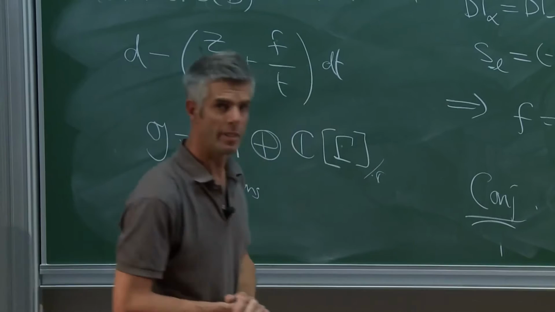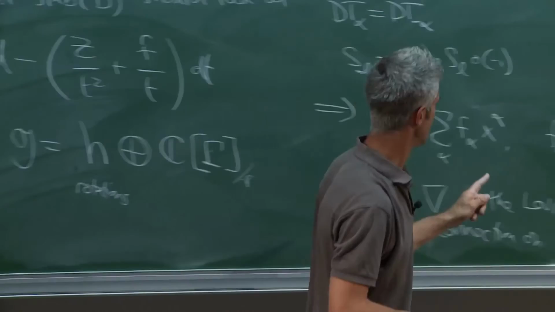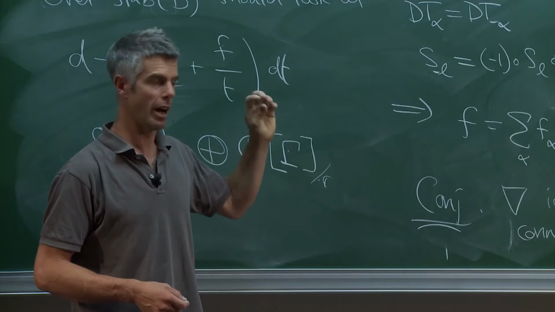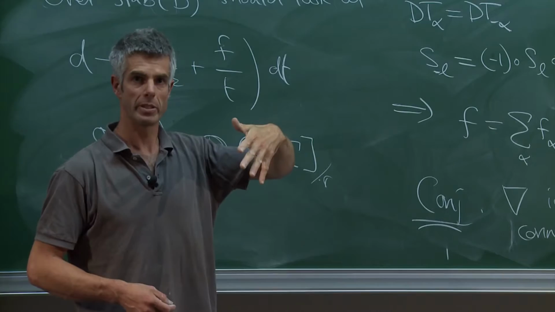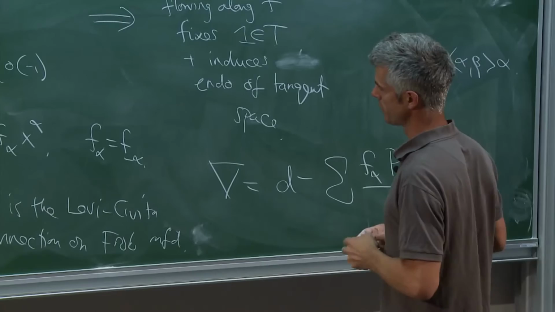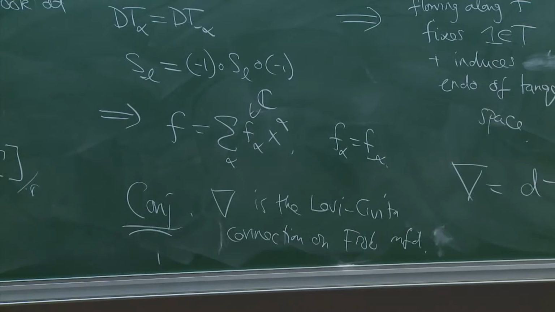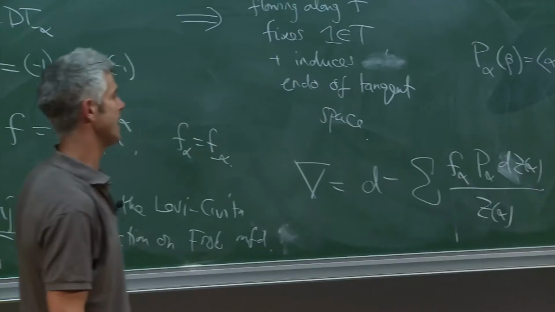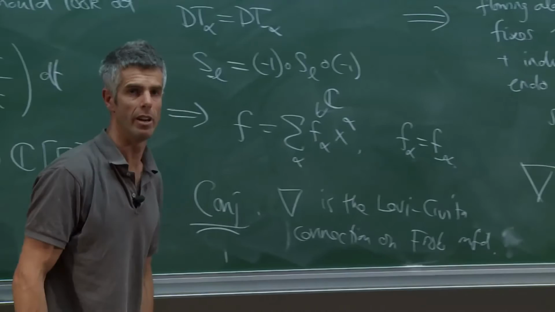This is not a GLn connection, it's a connection with values in a Lie algebra. It had values in the Lie algebra of vector fields which are invariant, which vanish at the identity of my torus. You take the tangent, right? F alphas are just numbers. F alpha is just some number depending on my stability condition. So this is unfortunately an infinite sum of elements of n by n matrices.